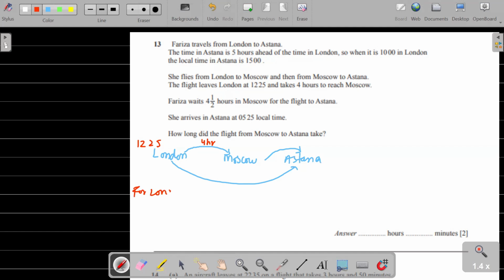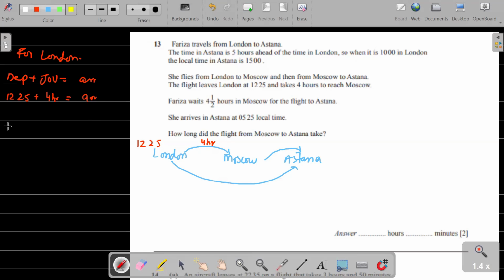Let's add them up because we know that for London, arrival time: departure was at 12:25. Journey was taken 4 hours, and we can calculate our arrival time by adding them up. So how can I add them up?